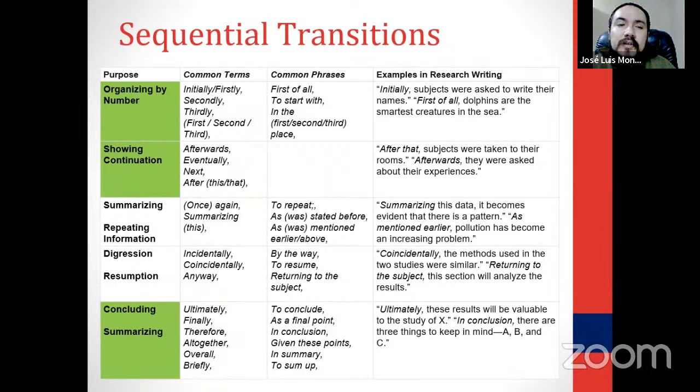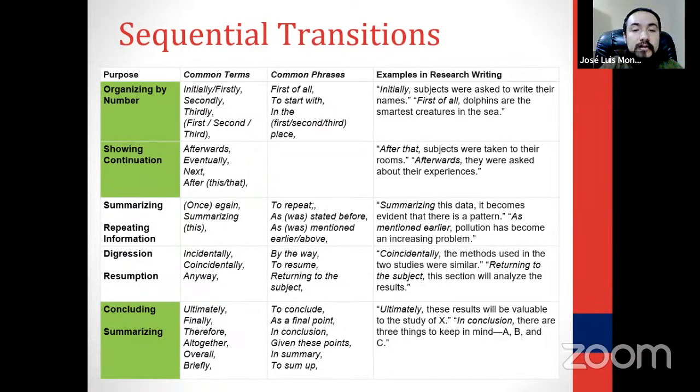Okay, by the way, it's more like a clarification, but it's here and it works. Then concluding or summarizing: ultimately, finally, therefore, altogether, overall, briefly, to conclude, as a final point, in conclusion, given these points, in summary, to sum up. So you also have summarizing up there, right? So you decide which one you want to use. So you have those two options for summarizing.